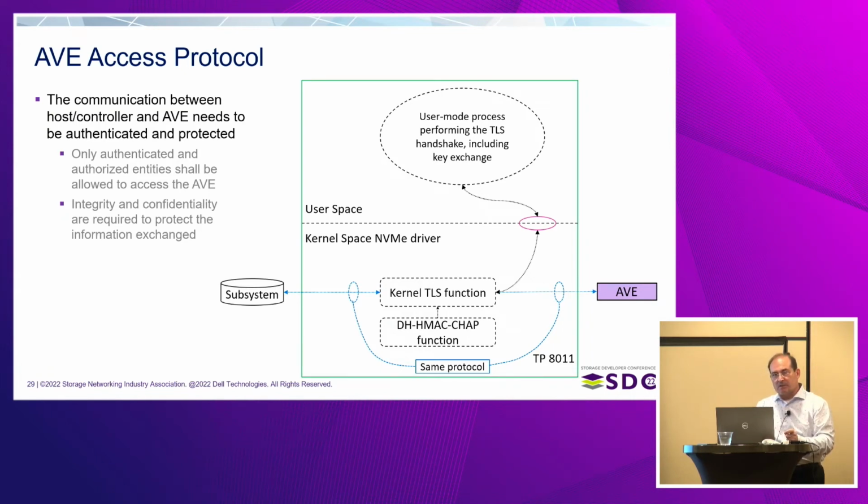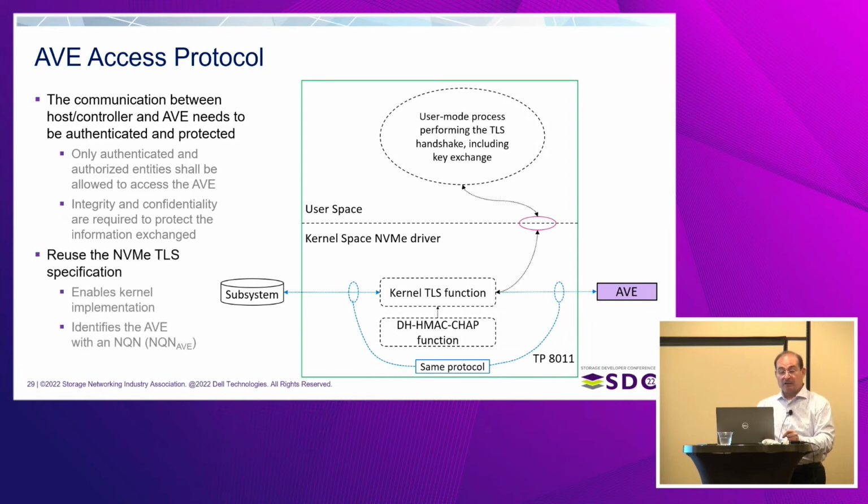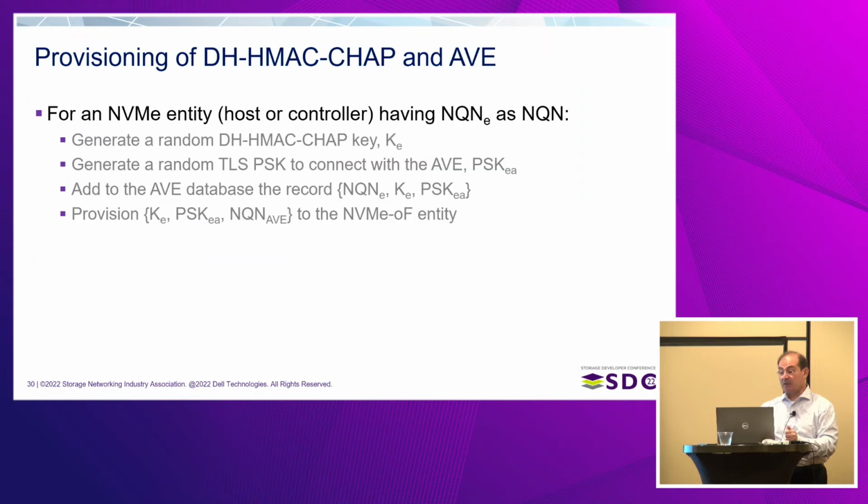So if I use the same protocol to access the AVE, I don't need to have any user space interaction as an additional way to interact with the AVE. I can use exactly the same protocol. I enable a kernel implementation for the AVE access. And that is what we decided to do. So use the same TLS protocol that we defined in TP 8011 also to access the AVE.